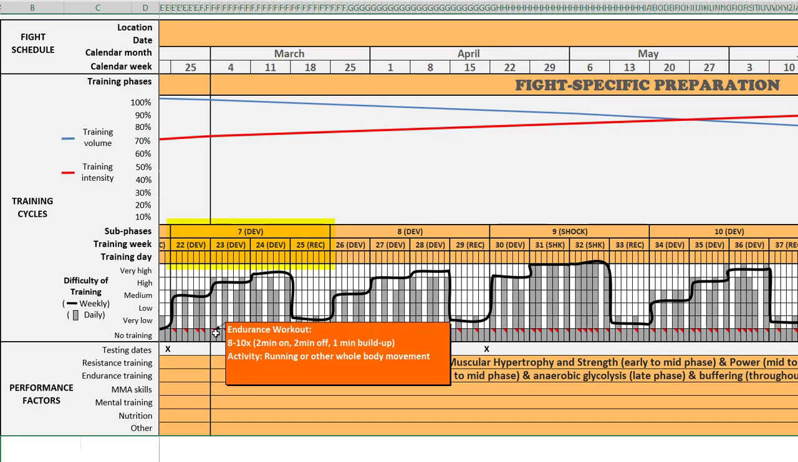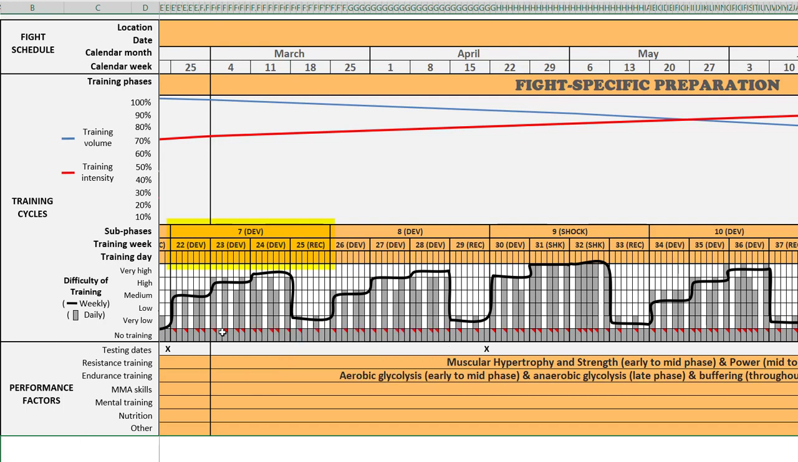You can see here. And then we move into week 23. So the increase in training difficulty in week 23 comes from increasing the number of sets completed in the endurance training sessions, and it increases to 8 to 10 2-minute work intervals. And resistance training remains about the same, so I'll move through those so you can see those examples.